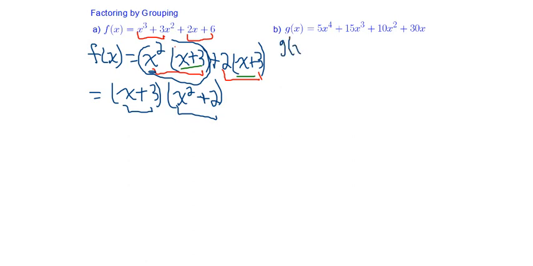I think a 5 is common to all of those terms, but also an x. Every one of those terms has at least one x in it, so we can factor out a 5x. When we factor out 5x, we'll divide each of these terms by 5x. So 5x to the 4 divided by 5x will leave us with an x cubed.